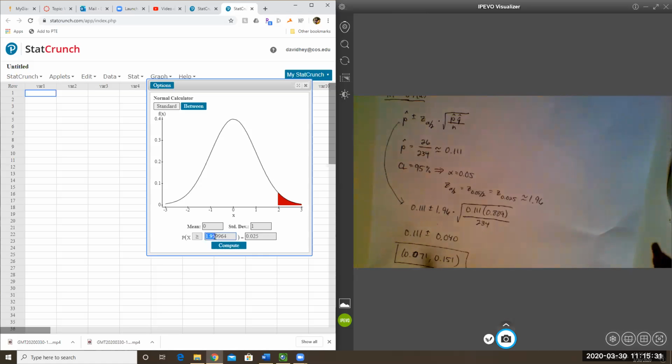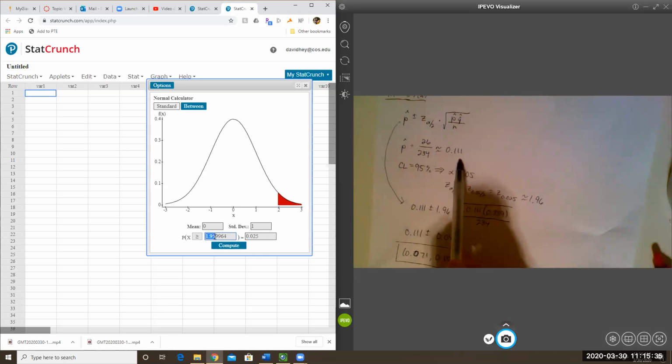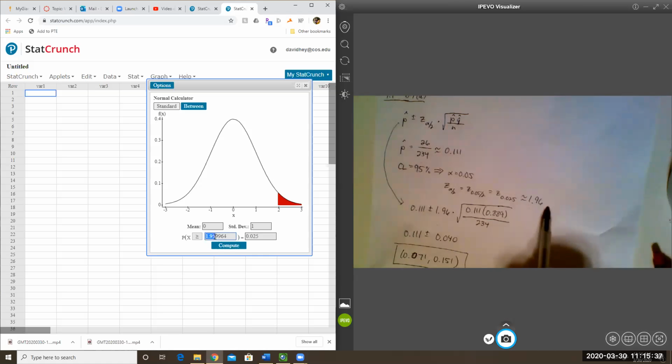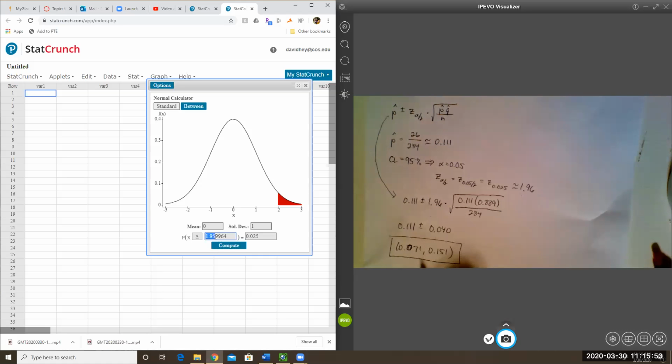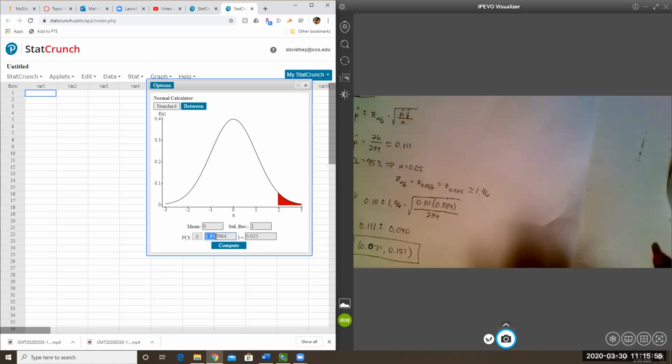Now we could be off by a little bit because we've done quite a bit of rounding. We rounded p-hat, we rounded the critical value, we rounded this result. So we've done a whole bunch of rounding. The nice thing about StatCrunch is that it doesn't do any rounding in its calculations. It keeps the exact values throughout the entire calculation. So the answer you get from StatCrunch is better than this. It's more accurate. So let's see what StatCrunch will give us.